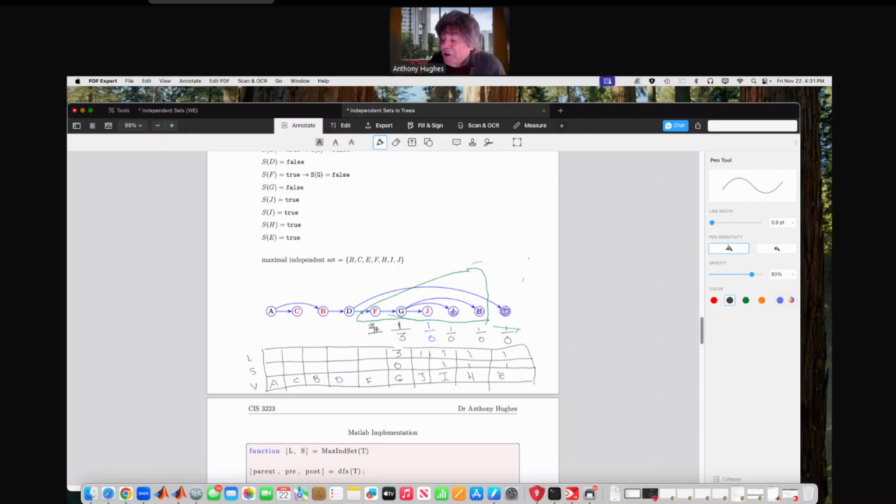Well, G has 3, so that's all right. Notice the L value of G is 3. This is the L value. But 4 wins out. So this is going to be 4. And I'm going to include it. There we go.